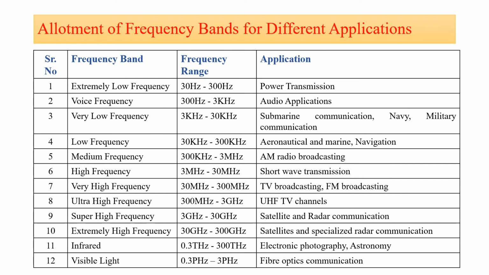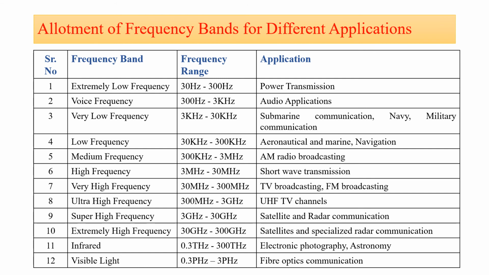Then the next frequency band is the medium frequency, which is in between 300 kHz to 3 MHz, and it is generally used for the AM radio broadcasting, that is amplitude modulation radio broadcasting. Then the next frequency band is the high frequency, which lies between 3 MHz to 30 MHz, and this is used for the short wave transmission. Then the seventh frequency band, that is very high frequency or VHF, which lies between 30 MHz to 300 MHz, and which is used for the TV broadcasting or the FM broadcasting.